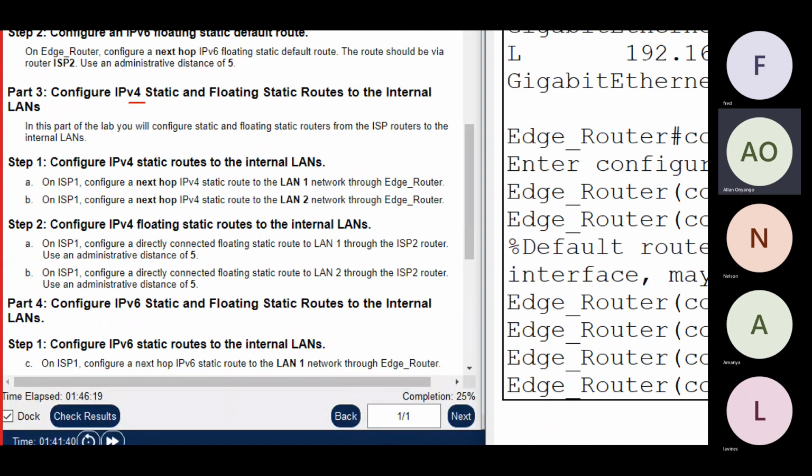Configure IPv4 static and floating static routes to the internal LAN. Very interesting. You're going to configure static and floating static routes from the ISP routers to the internal LANs. So step 1. On ISP1, configure next hop IPv4 static route to the LAN 1 network through the edge router.